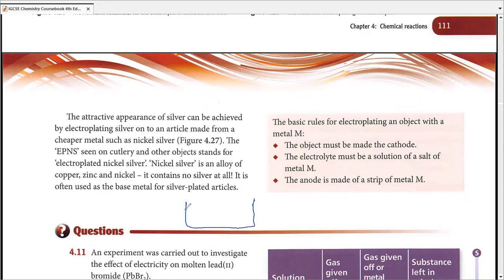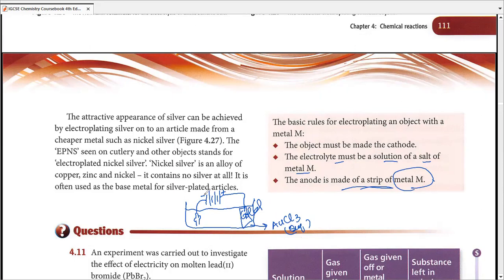Okay, so this is the electrolyte. Let's say we have this, and it's going to be the cathode. Cathode is the negative end. So that's how the battery is supposed to be, and this is the positive end. So the electrolyte must be a solution of salt of metal M. Let's suppose we wanted to electroplate it with gold. So it would be, let's say, gold chloride solution. And the anode is made up of a strip of metal M. So this would be made up of gold. So we have gold anode, gold chloride solution, and the watch as cathode.